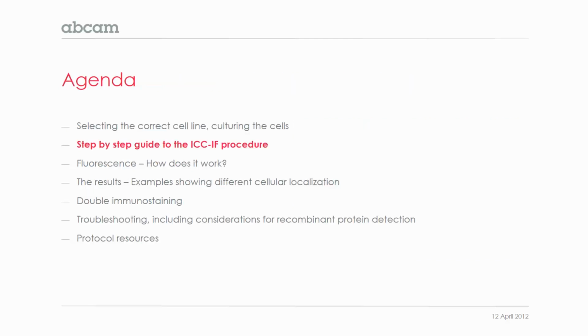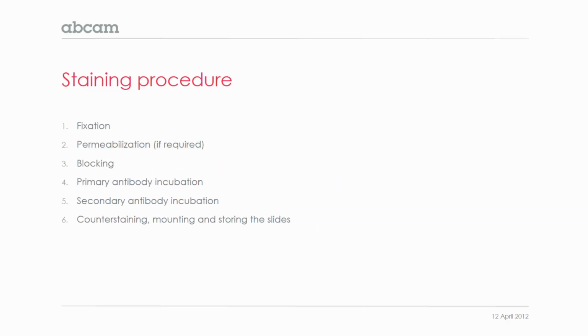Next, we're going to take a look at the ICC-IF procedure itself. To take you through the procedure briefly, first of all you would need to fix the cells. You may then need to permeabilize your cells for cytoplasmic or nuclear proteins. You'll need a blocking step, a primary antibody incubation, a secondary antibody incubation, and then of course you will need to mount and store your slides, and you may like to nuclear counterstain.